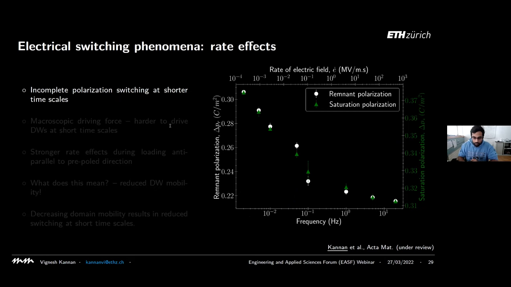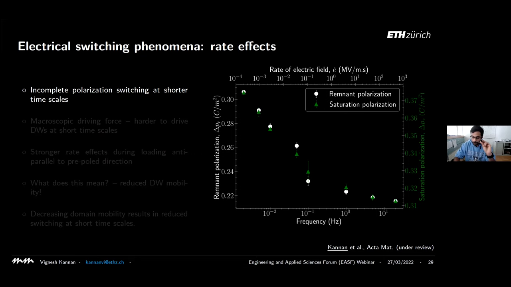So now if I post-process all the data that I have, one thing that you can see is the remnant polarization, which are the symbols in white. You have a significant drop in the remnant polarization as a function of the frequency. And at the same time, the saturation polarization also goes down as a function of frequency. What this means is that if I have a permanent polarization, I'm not able to switch all of this in the opposite direction despite applying a very high electric field, right? Especially when I go to shorter time scales.